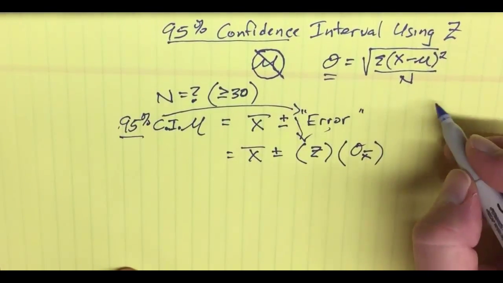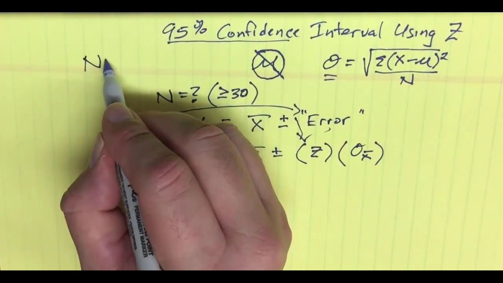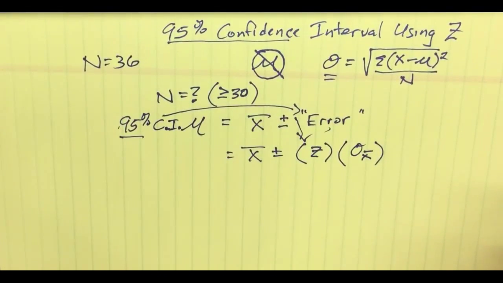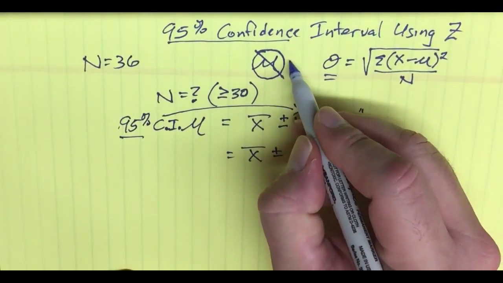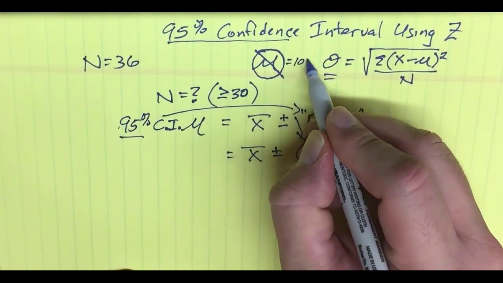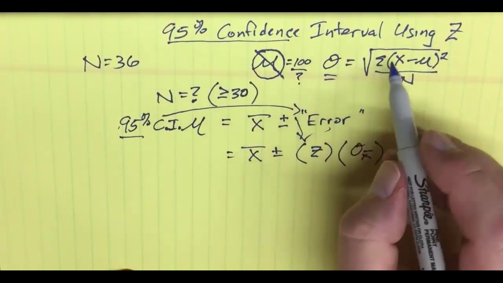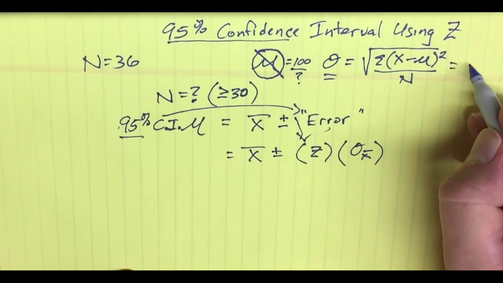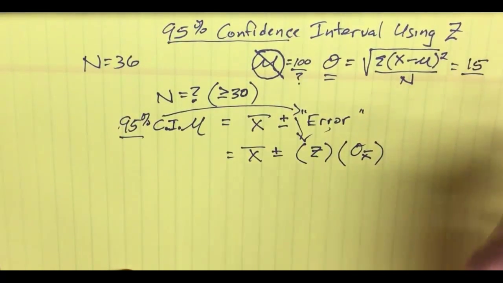So let's say that we have sampled 36 individuals. Let's use IQ as an example. We've been doing a lot of problems with IQs. And so once again, we do know that the population mean is 100, but we're going to pretend that we don't know that, okay? And we know that the population standard deviation for IQ is 15, all right?